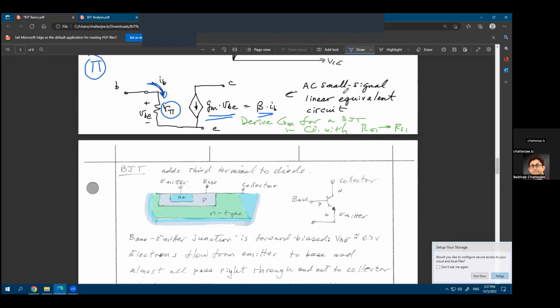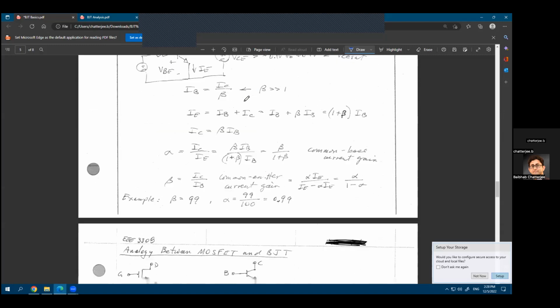So this is the AC small signal linear equivalent circuit for a BJT. Whenever we are doing any small signal analysis for the BJT, we'll be using this model. The primary difference here is that you have an input resistance, and you may call this current GM times V, in this case VBE, or beta times IB, whichever way is easier for you to analyze.